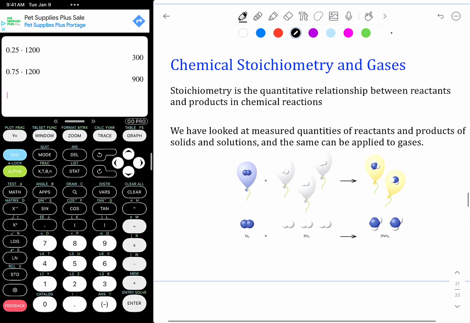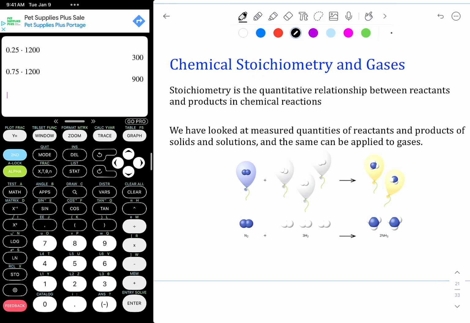And for our last section here, we're going to talk about chemical stoichiometry and gases. We've talked about stoichiometry before when we were talking about balanced equations and calculations we can do with balanced equations, the different types of chemical reactions. We've done titrations, and we've done molarity conversions, as well as gravimetric analysis equations, all of these using stoichiometry or mole-to-mole ratios.